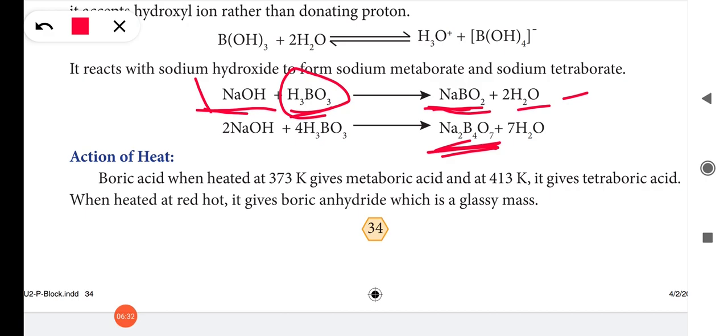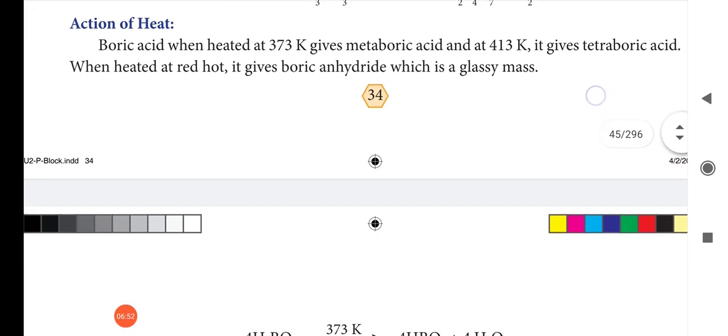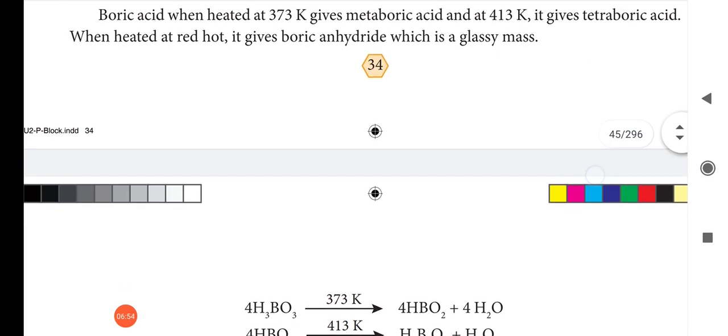Boric acid reacts with the sodium hydroxide to form sodium metaborate and sodium tetraborate. Then, action of heat. When boric acid is heated at different temperatures, it will form different compounds. First, when boric acid is heated at 373 Kelvin, it gives metaboric acid.